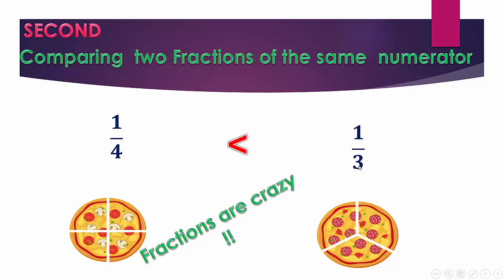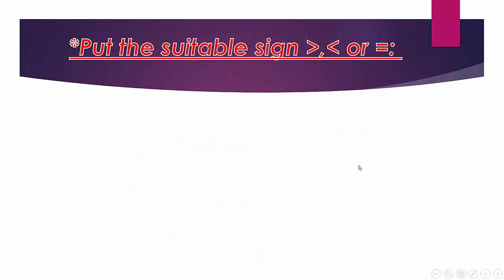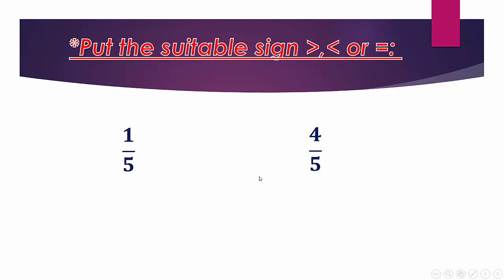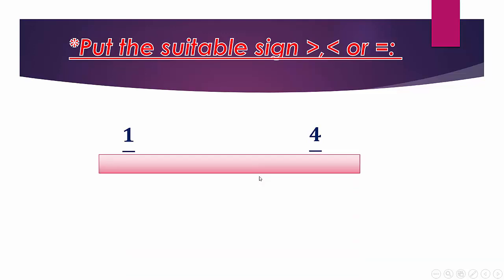Okay, next exercise, my students, put the suitable sign: greater, smaller or equal. Here I have 1 over 5 and here I have 4 over 5. Which is greater, teacher? Look at the fractions. Here I have the same denominator. Then I'll hide it, teacher. Which is greater, 4 or 1? 4, teacher.